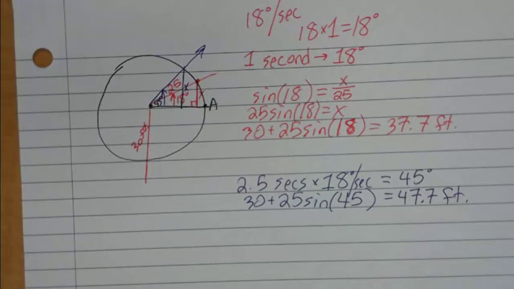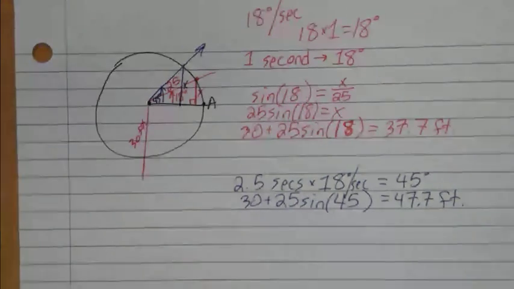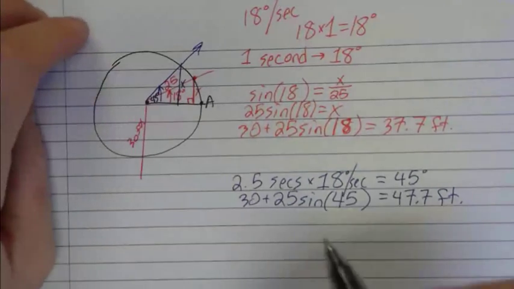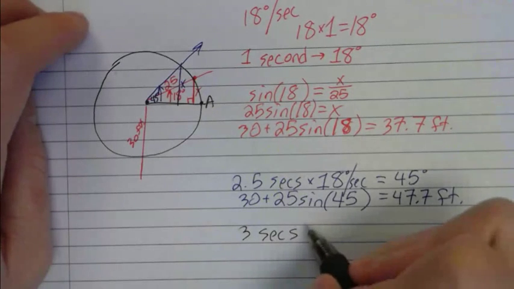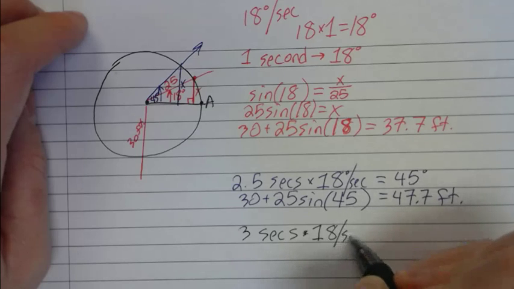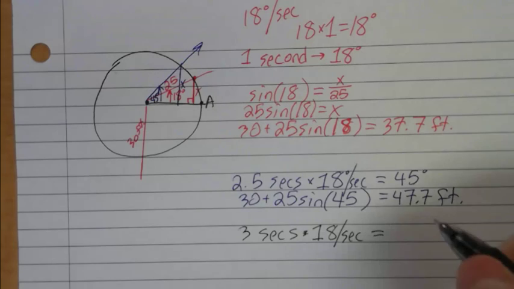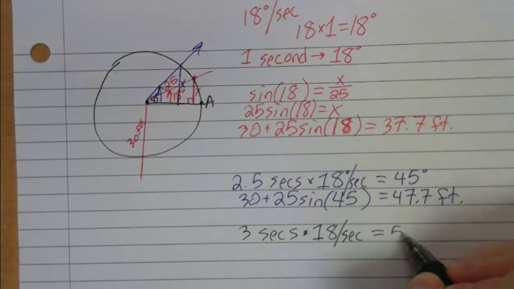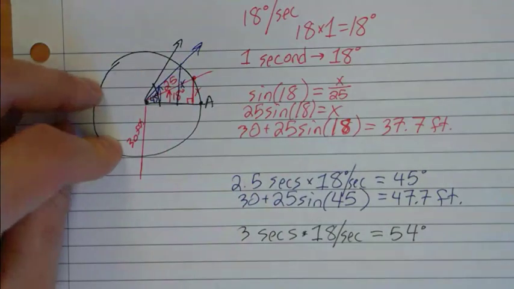So that's higher than what we were before. Then, last for this quadrant, we could have 3 seconds. So we would be multiplying 3 seconds by 18 degrees per second, and that would be 30 plus 24, which would be 54 degrees. And we'd be able to draw that 54 degree angle in green right there.